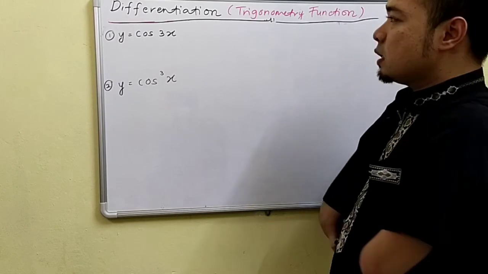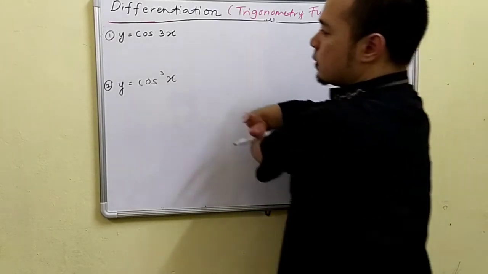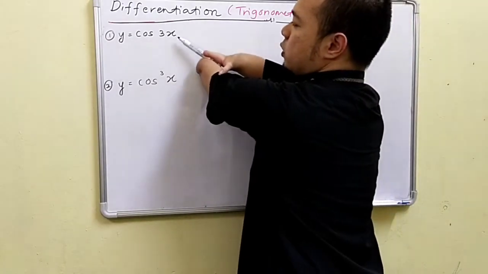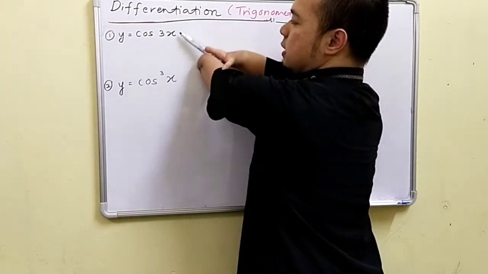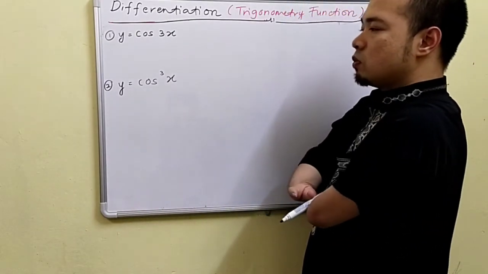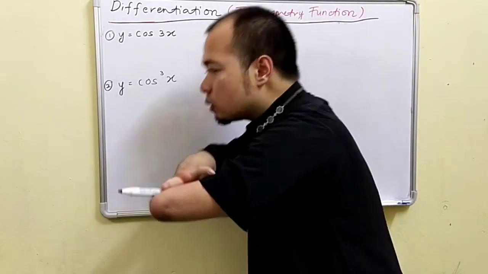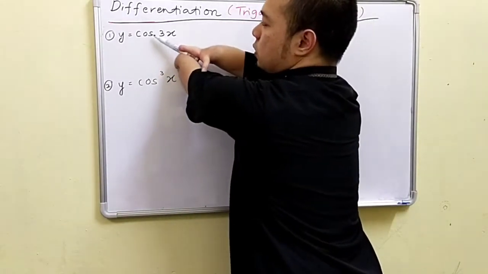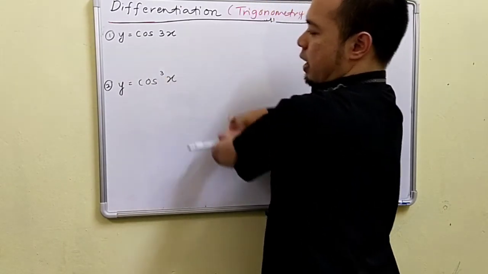Okay, we will continue our differentiation of trigonometric function. Now I want you to see the comparison between example number 1 and example number 2. What is the difference between example number 1 and example number 2? Yes, Mujib? Yeah, correct. y equal to cos 3x and y equal to cos power 3x.